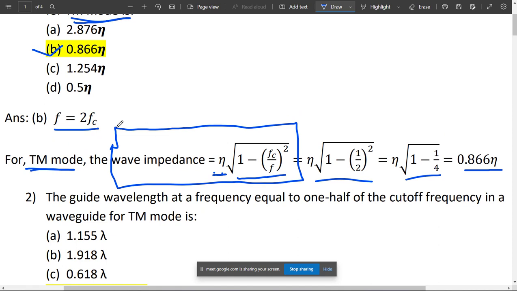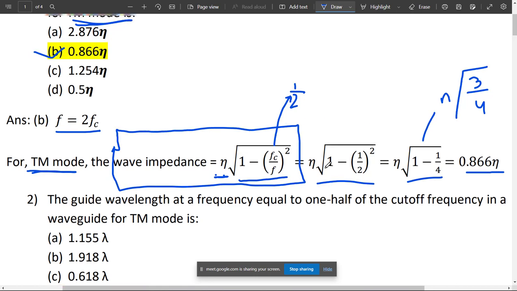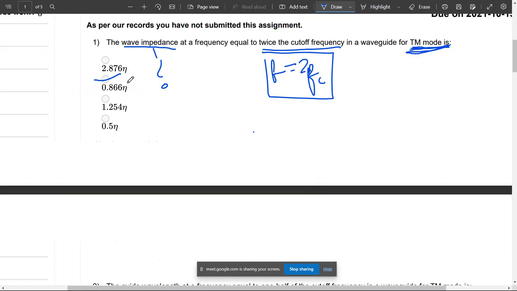Since we know the ratio of fc by f is equal to 1 by 2, it will become eta into the square root of 1 minus (1 by 2) squared, which is eta under root of 1 minus 1 by 4. This will be eta under root of 3 by 4, and ultimately it will be equal to 0.866 eta. So this will be the answer, option B. Is there any doubt you have?